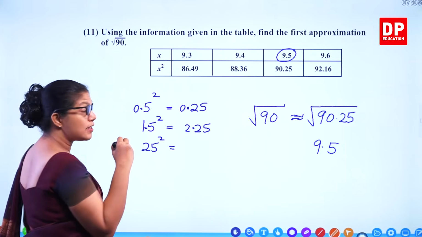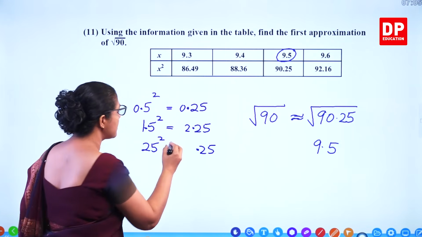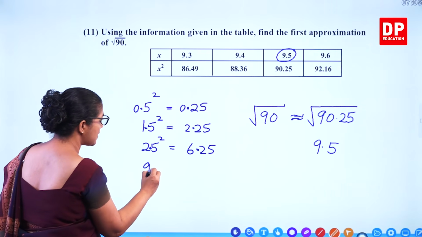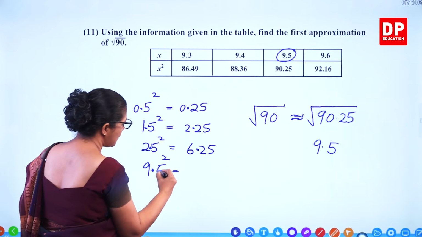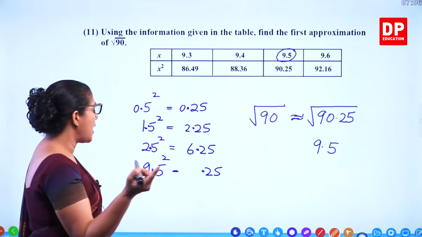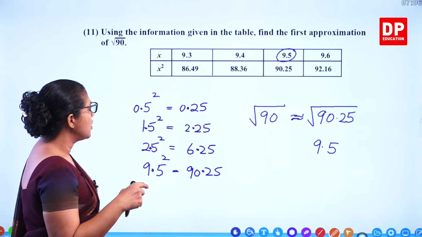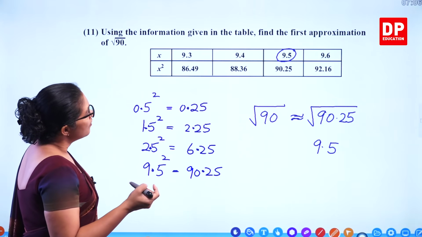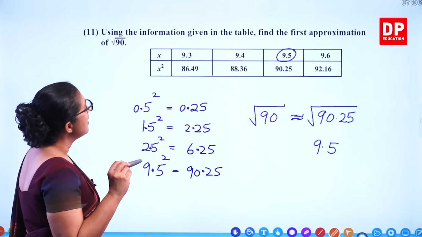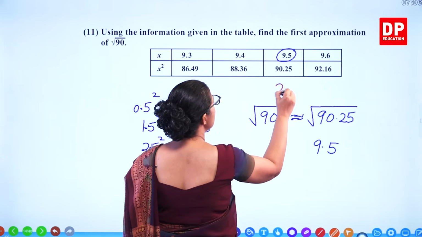2.25. So 2.5 squared, how do you get it? 25 you get. Here 2 times 3, 6, 6.25. So likewise, if it's 9.5, squared means 5 times 5, 25. Front number you multiply by the next one, 9 times 10, 90. So that's how you get 90.25. So we found the answer. The closest approximated value for root 90 is 9.5. So you get 2 marks for identifying that value.